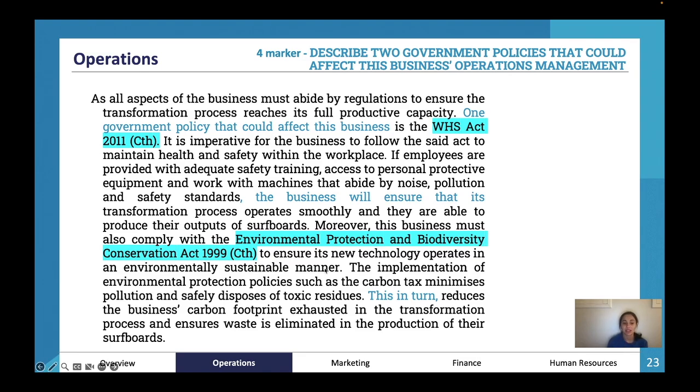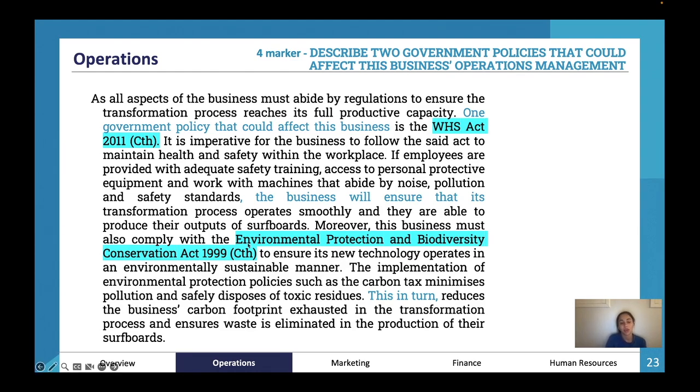And then again, we've got the second piece of government policy, because it is asking for two. If you had only given the one, you'd only get 2 out of 4. So you're getting 1 mark for identifying one and another mark for explaining what that is. The third mark is for identifying your second one, and the fourth mark is for explaining what that second policy is. So it's so important that you're able to give examples as you go.